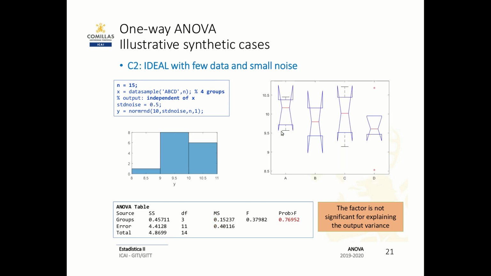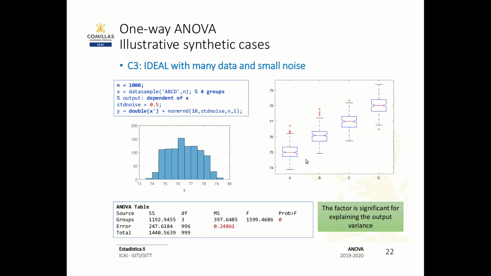And if we have fewer data, but still we don't see differences between the groups, so the y has been constructed without any difference between groups, then simply by chance we observe differences in the different groups, but the technique is still able to recognize that these differences are not significant. They are not above the level of noise, which is much higher than these differences.